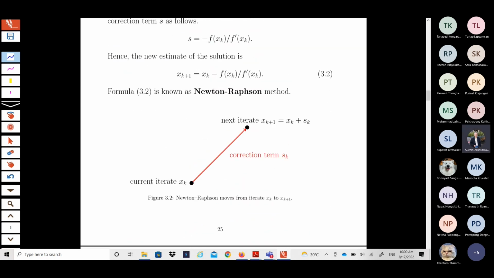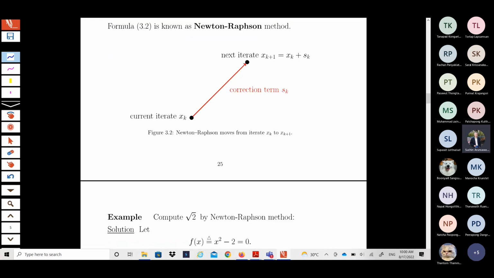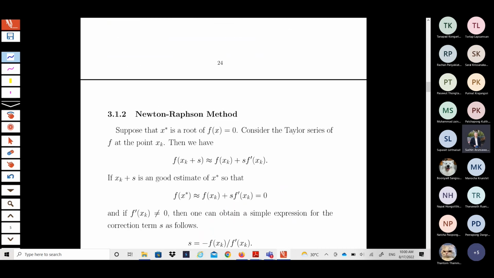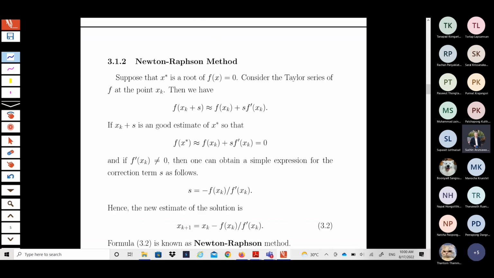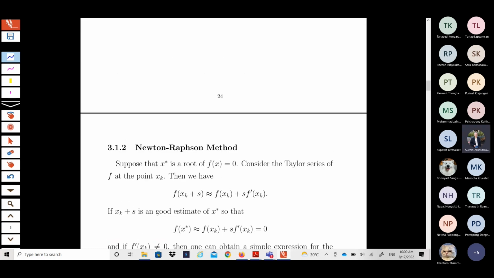Let's look at this figure. Here xk is what we call a current iterate. In an iterative method, we generate... let me explain. Before that, maybe it's a good idea to give you the meaning of an iterative method.